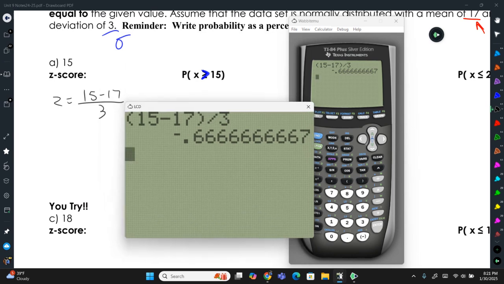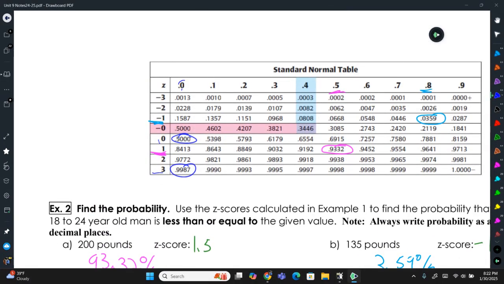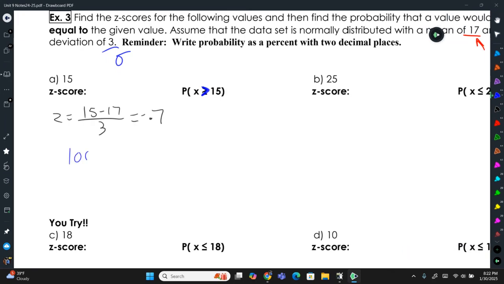That is -0.66 repeated, so -0.7. So if we look up at our table here, negative 0.7 is 0.242 or 24.2%. But since I want greater than, it's going to be 100 minus 24.2. So now if I type that into my calculator, that gives me 75.8%.